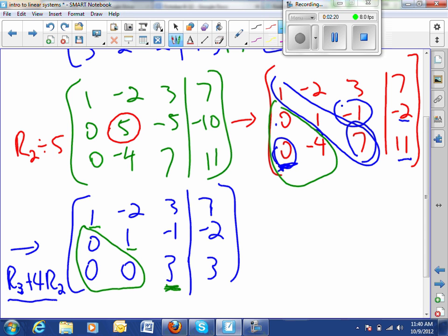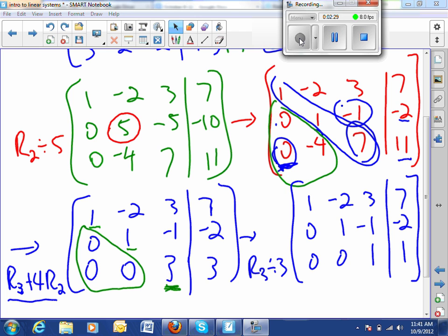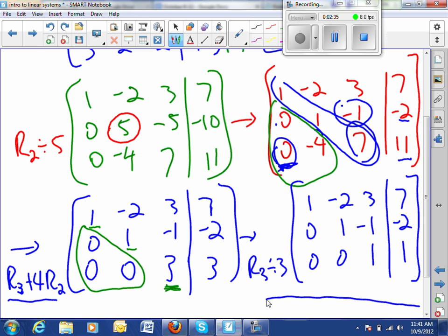So I'm going to pause the recording for a second while I transfer everything over, and then I'll pick it back up in just a second. Alright, so I've done the operation you see over in the bottom right hand corner here. I've got R3 divided by 3.